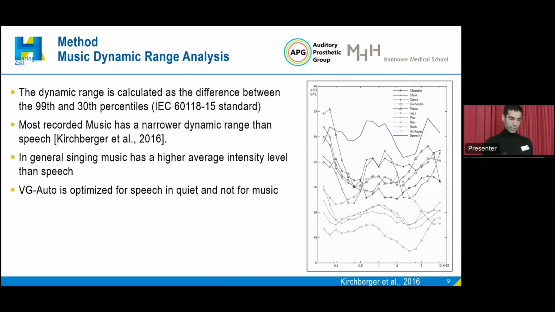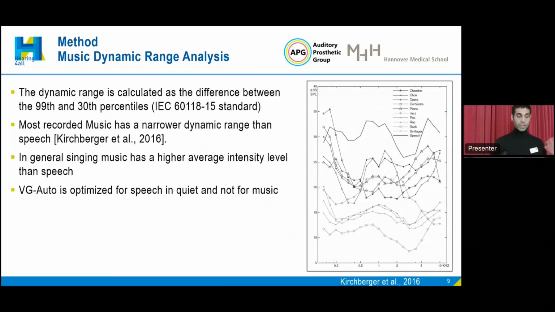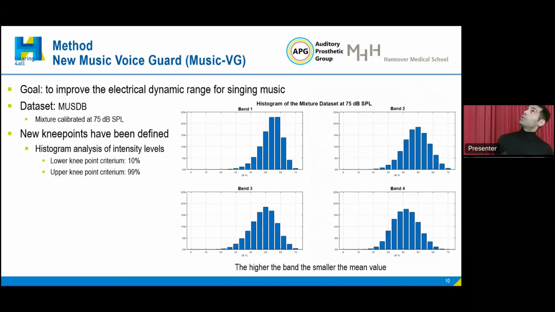That motivates us to design a new backend compressor. The clinical one is called auto voice guard. The newly designed backend compressor, we call music voice guard. We used a histogram analysis for 4 different frequency bands, and we used a data set called MusDB to characterize the recorded music of this data set. Having this histogram, we used 2 criteria, 10% and 99%, as the lower and upper knee point criteria.